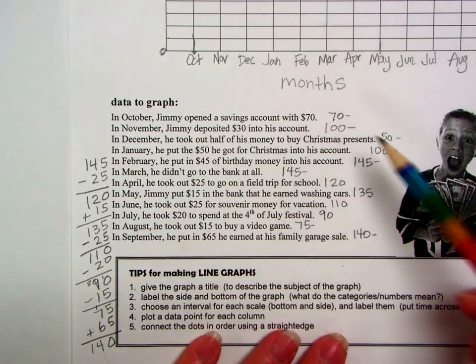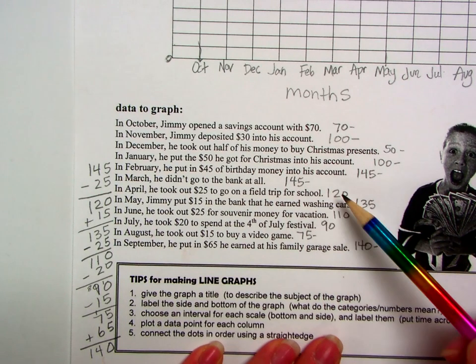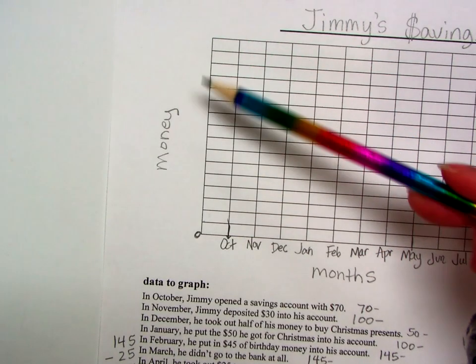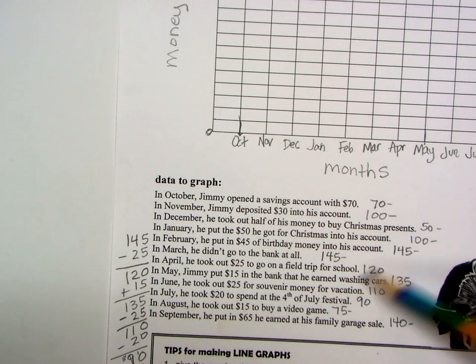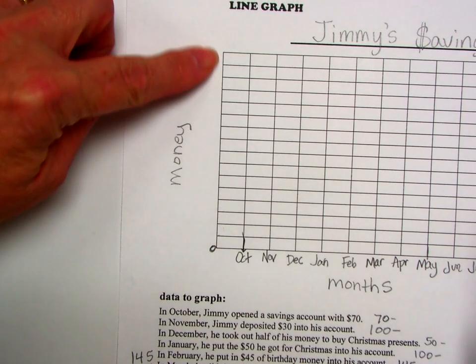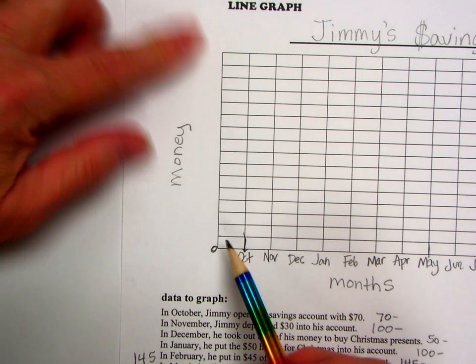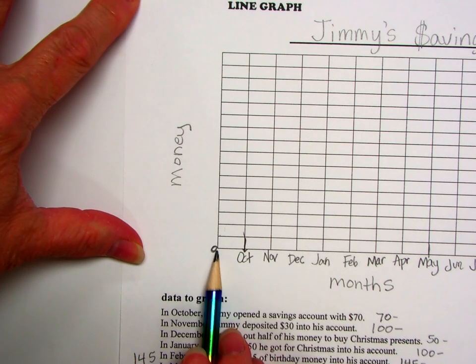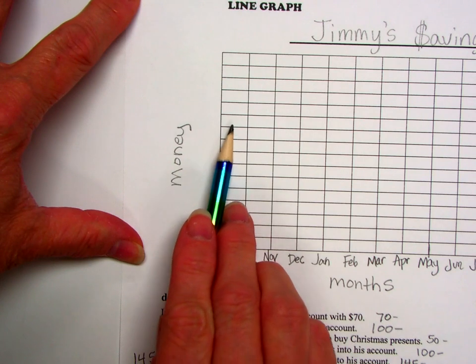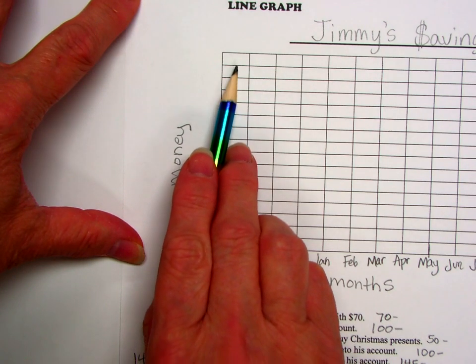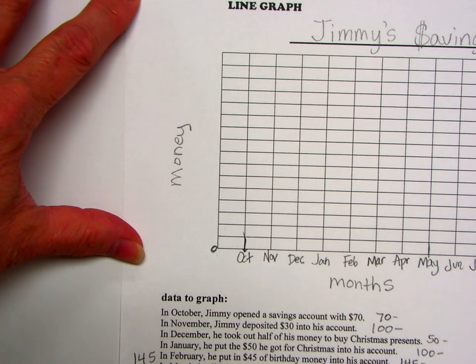All right, so now I know what numbers I'm going to be putting on the graph for each month. Now I have to figure out what to label these so that I can fit all of the money on the graph. So if I look through here, I can see that the biggest number I'm going to have to put is 145. So I know that this graph needs to go at least up to 145. So if I did these by fives, 5, 10, 15, 20, 25, 30, 35, 40, 45, 50, 55, 60, 65, 70, 75, 80. Nope, that's not nearly enough.